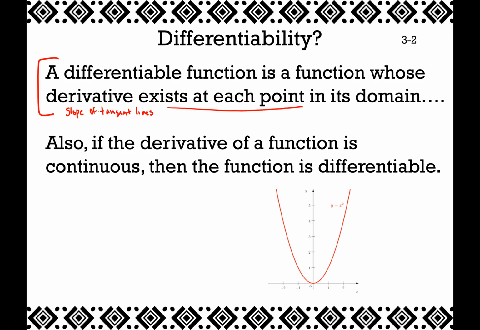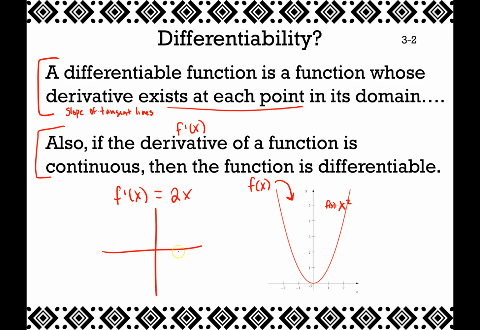function is differentiable. The second informal definition says if the derivative of a function is continuous, then the function is differentiable. So the function I'm talking about is f of x, which is this graph right here. We'll call this f of x. And the derivative we'll call f prime of x. Well, if I have f of x equals x squared, my f prime of x, what's the derivative of x squared? It's 2x. So that's the graph that looks like that. I guess I could have made it a little steeper. Okay, so that's your 2x graph.